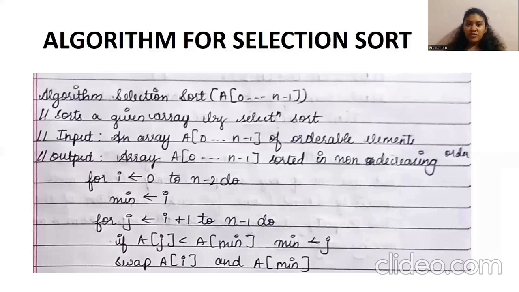So here is an algorithm for selection sort. Selection sort sorts a given array A[0..n-1] by the selection sort. Input: an array A[0..n-1] of orderable elements. The output will be the array A[0..n-1] sorted in non-decreasing order. For i equal to 0 to n minus 2 do, min equals i. For j equal to i plus 1 to n minus 1 do, if A[j] is less than A[min], then min equals j. Swap A[i] and A[min].